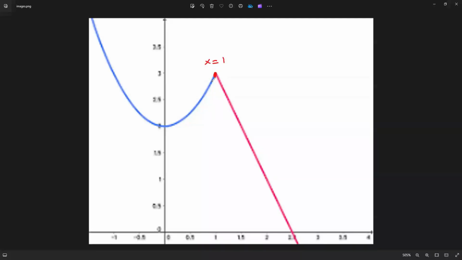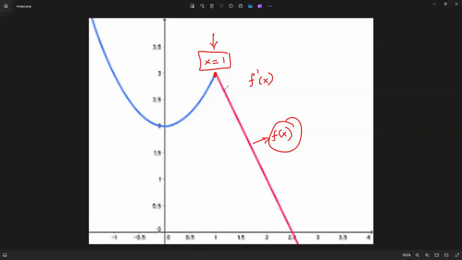At this sharp corner, we will not be able to define the first derivative. That is, f prime of x cannot be defined at x equals 1. So, for example, if f of x represents this graph, then f of x is not differentiable at x equals 1, because we have a sharp corner at x equals 1 and we will not be able to define the first derivative.